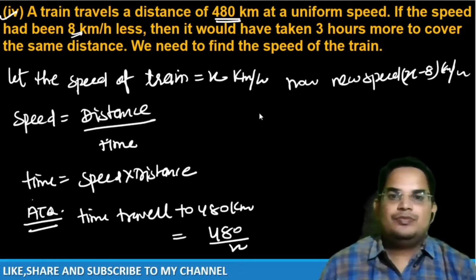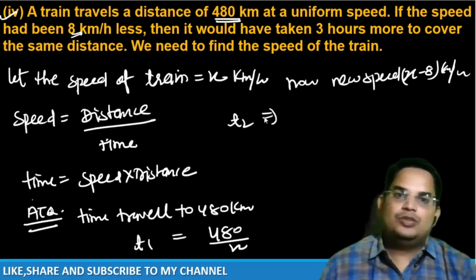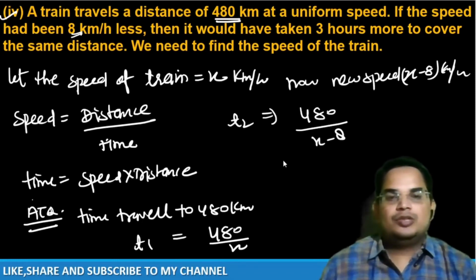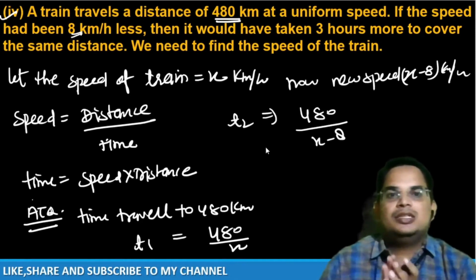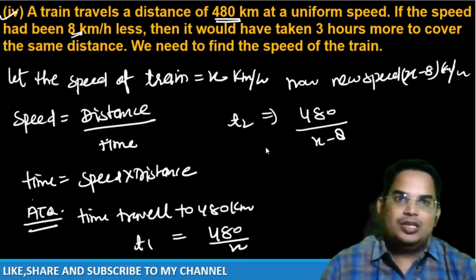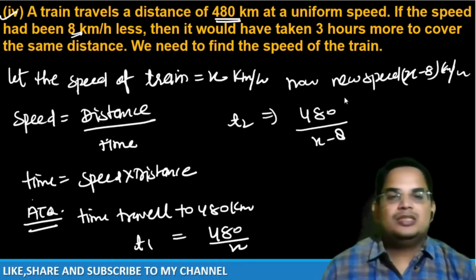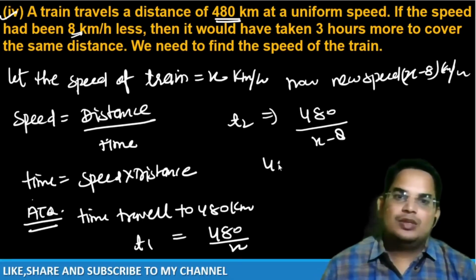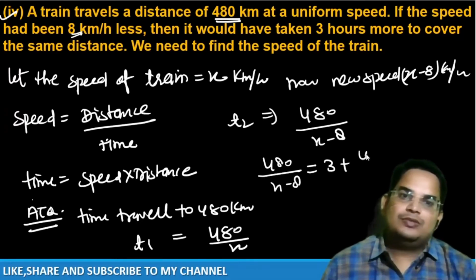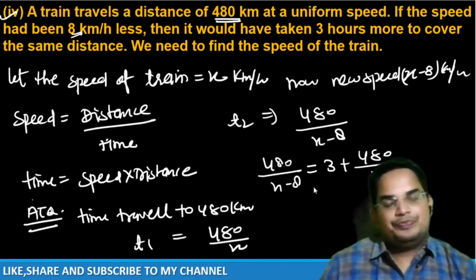Now according to the condition, the new time, the first time is T1, and T2 will be 480 upon x minus 8. It is saying that it would have taken 3 hours more to cover the same distance. So 480 upon x minus 8 is equal to 3 plus 480 upon x. This is the equation.